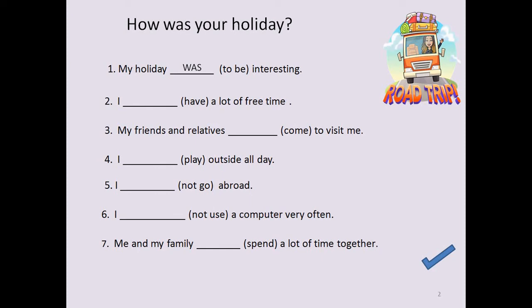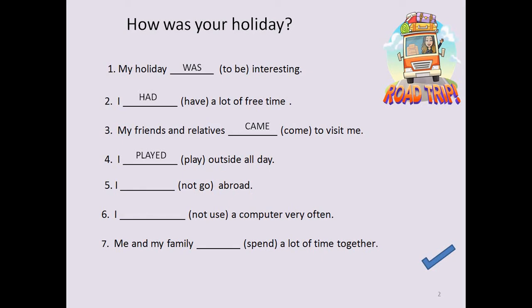Imao sam puno slobodnog vremena. I had a lot of free time. My friends and relatives, moji prijatelji i rođaci su došli da me posete, came to visit me. Prošlo vreme od glagola come je came. I played outside all day. Igrao sam se napolju ceo dan.